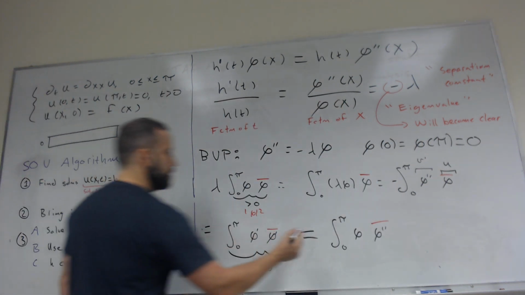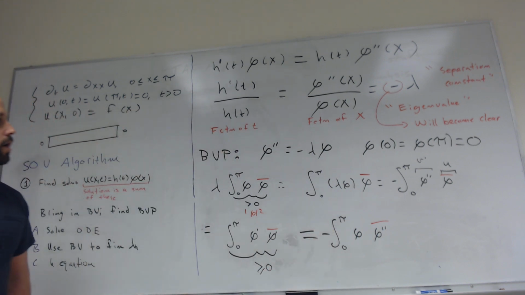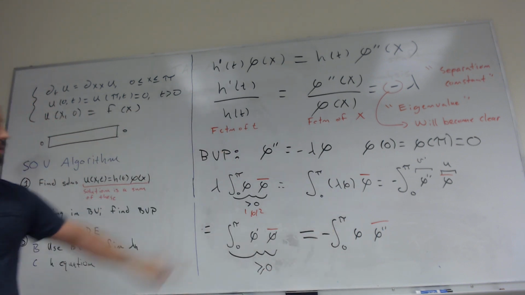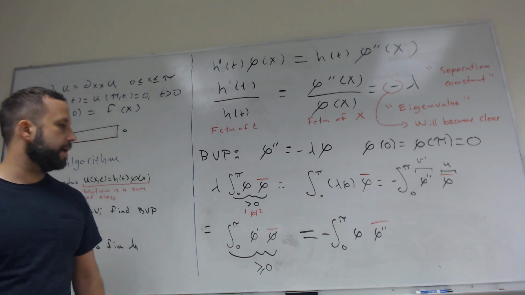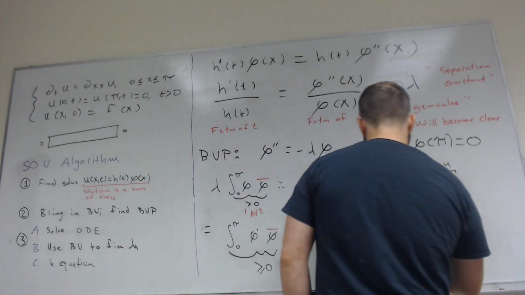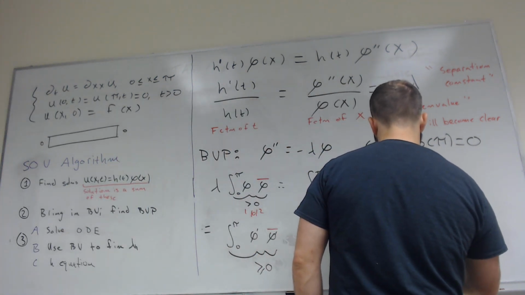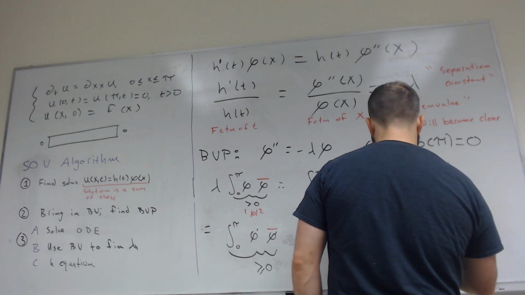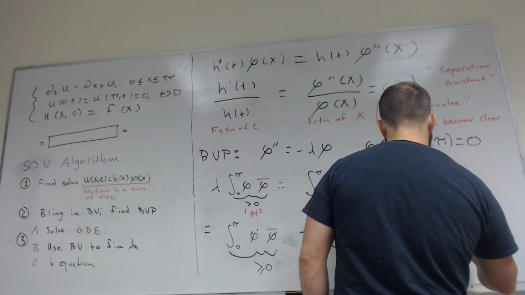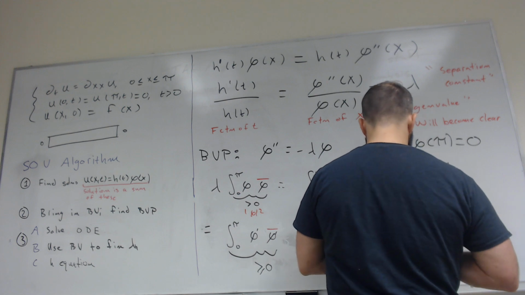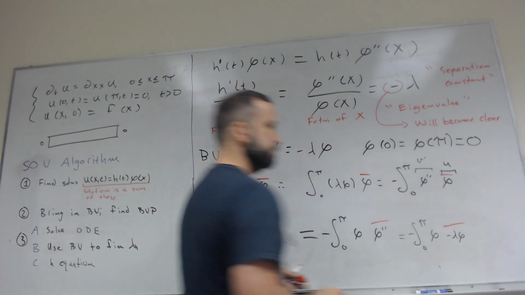Sorry, with the negative sign from the integration by parts. Okay, but what is phi double prime equal to? Phi double prime is equal to minus lambda phi. So this is equal to the integral from 0 to pi. I've got my minus sign there, phi minus lambda phi like this, with the bar.